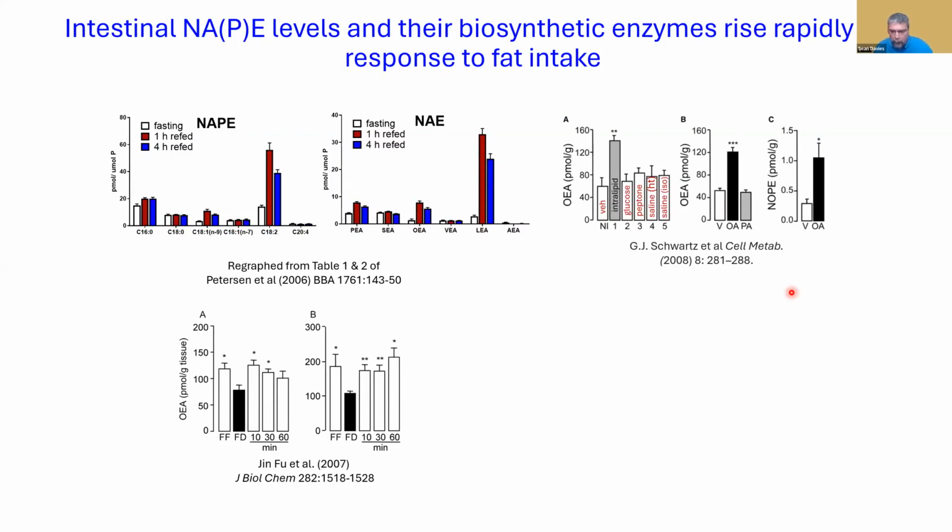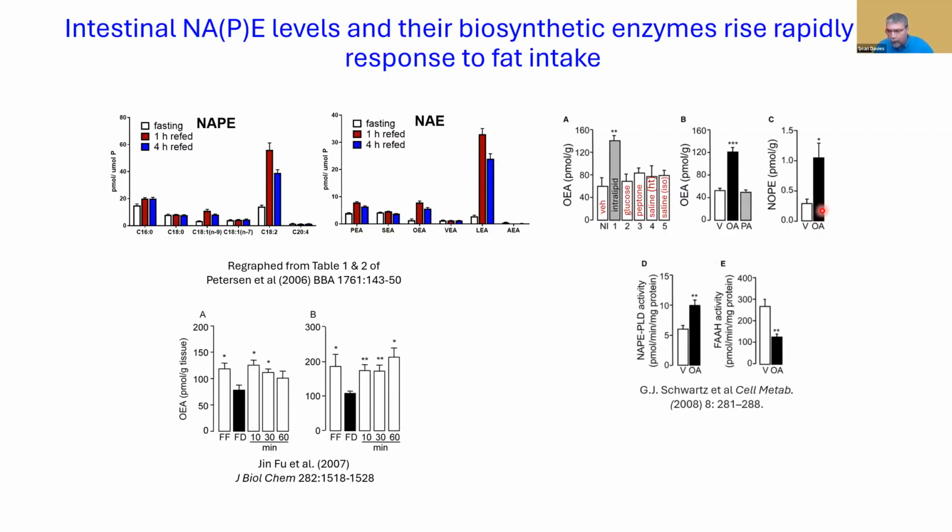Gary Schwartz and Piomelli's lab together showed that the driving factor for activation of OEA biosynthesis was fat, and that, for instance, if you gave oleic acid but not palmitic acid, you would get the increase in OEA, and you got the increase in N-oleoyl-PE. They also showed that oleic acid increased NAPE-PLD activity and decreased the activity of the hydrolyzing enzyme FAAH.